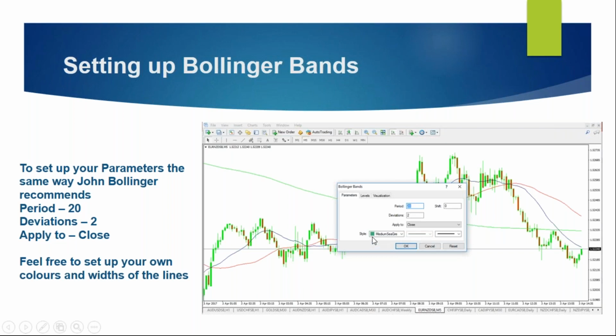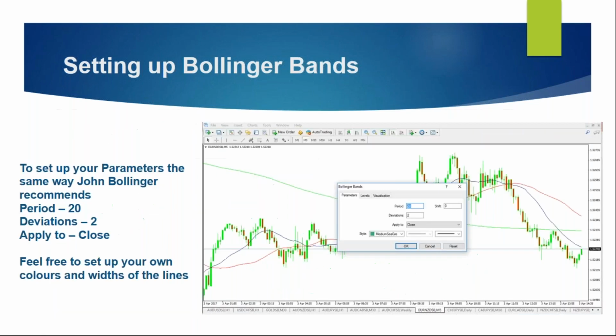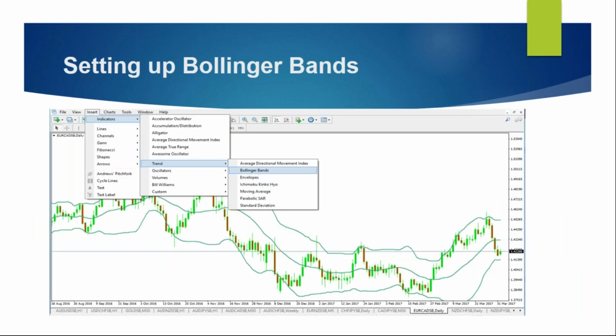You can change it to any color you want. So you can click that, have a play with whatever color you want, and then the thickness of the lines. Some people tend to have them really thin, some people tend to have them thick like that. So you choose your own width, and ta-da, that's what your chart will look like afterwards.